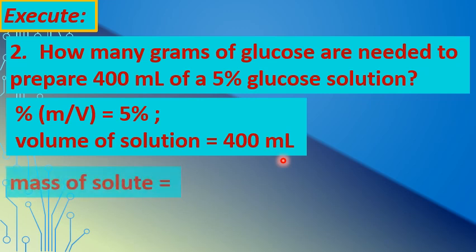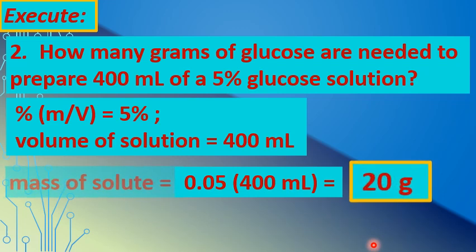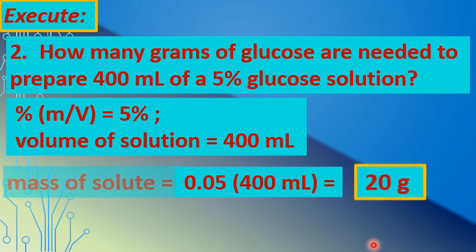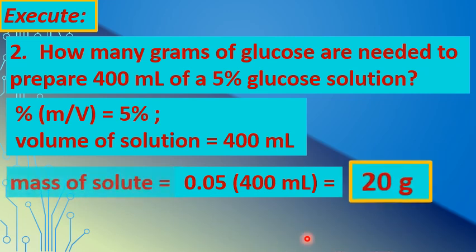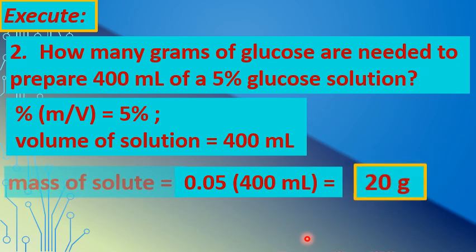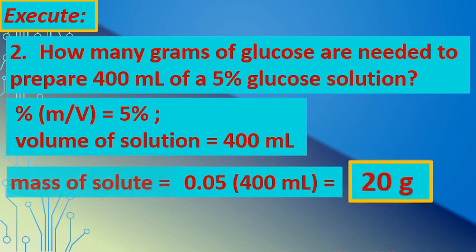We can determine it simply by multiplying the percentage concentration, already changed to its decimal equivalent. That is, 5% is the same as 0.05. Multiply that by the volume of the solution, which is 400 milliliters. So doing our math, we will get the answer 20 grams. That is the mass of the solute needed, actually the mass of the glucose that you need to prepare 400 milliliters of a 5% glucose solution.